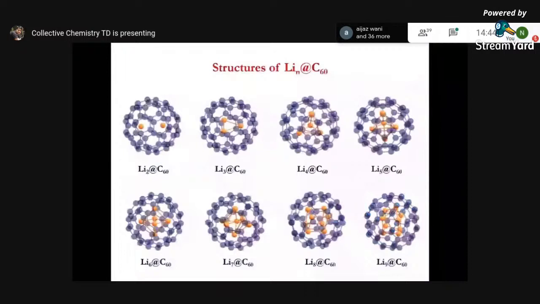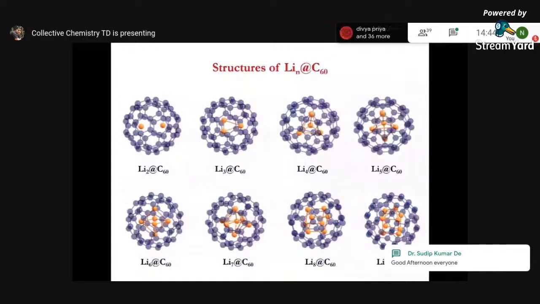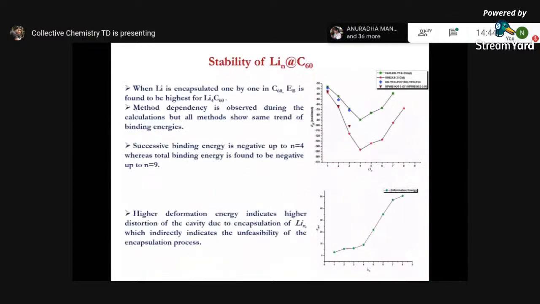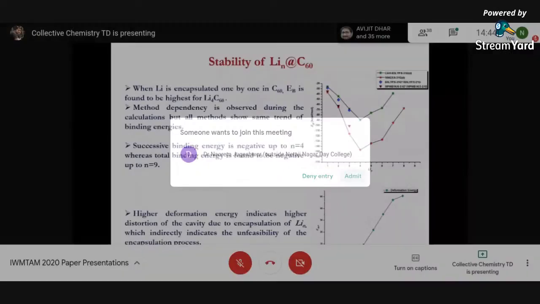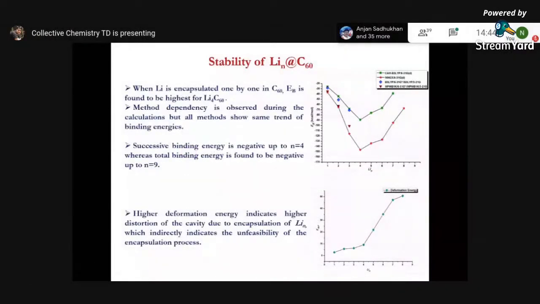Now, these are the multiple lithium atoms encapsulated inside the C60. We have optimized different types of lithium encapsulated C60 from Li2 to Li9, and we have observed that for Li4 the binding energy is maximum. It means we can encapsulate up to 4 lithium inside the C60, but the binding energy is negative up to n equals 9, which means it is difficult, but there is a possibility to encapsulate 9 lithium inside the C60 cavity.